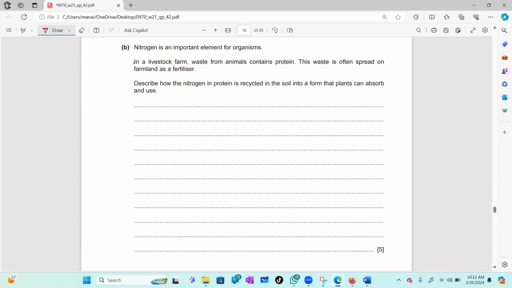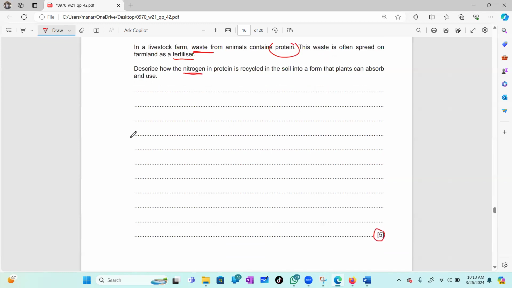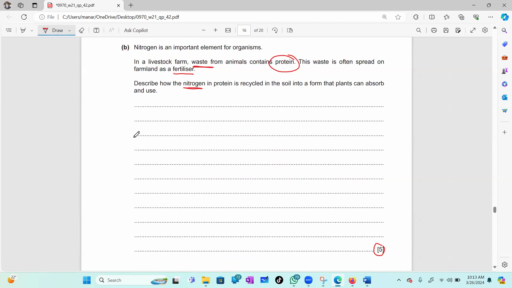So this question is very direct. Nitrogen is an important element for organisms. In a livestock farm, waste from animals contain protein. This waste is spread on farmland as a fertilizer. Describe how nitrogen in protein is recycled in the soil into a form that plants can absorb and use. So here, the nitrogen cycle, 5 marks. Who remembers the nitrogen cycle? How does the nitrogen from the waste reach plants?